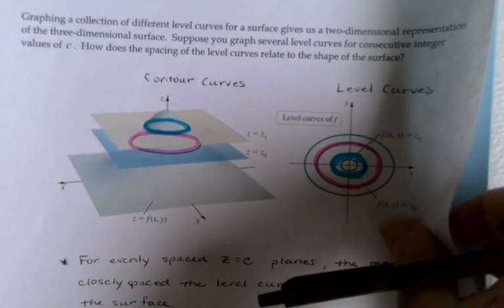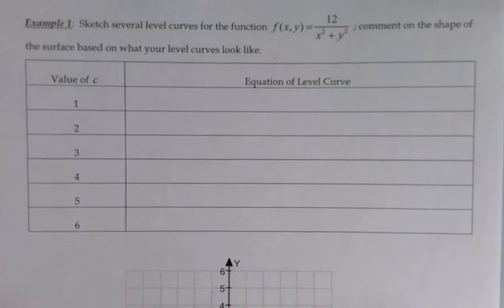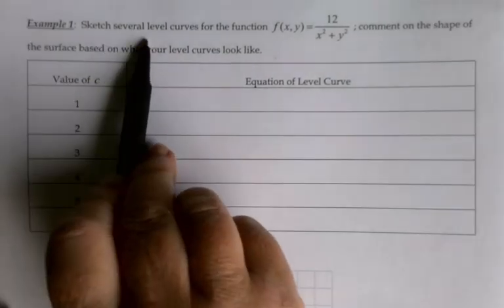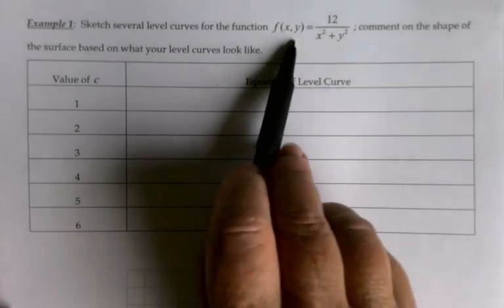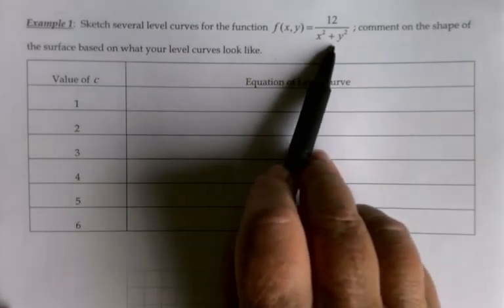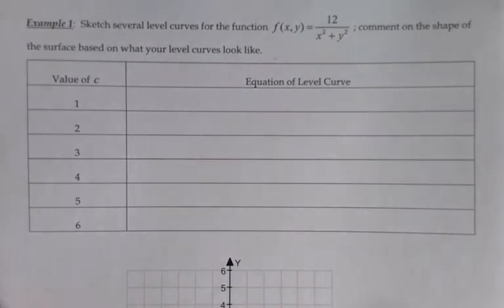So the example is on the next page, page 11. My goal is to sketch several level curves for the function f of x and y equals 12 over x squared plus y squared, and then comment on the shape of the surface based on what we see with our level curves. I've given us values of c from 1 to 6. We may or may not do all of those. I'd like to find the equation of the level curve for each of those constants.